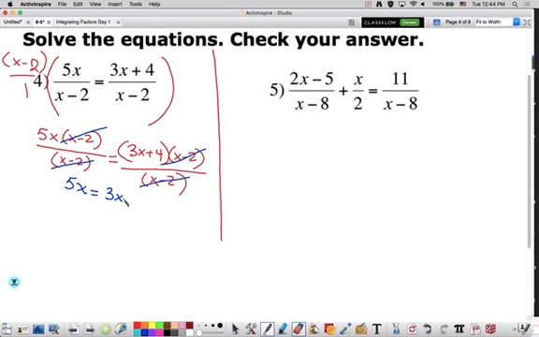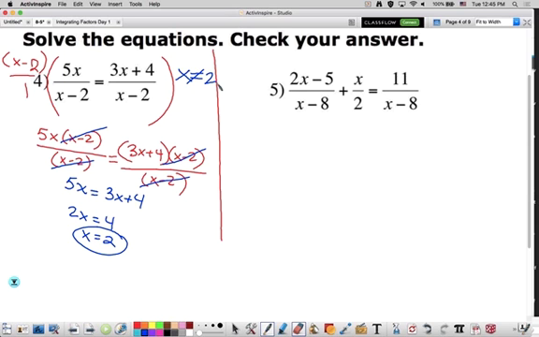5x equals 3x plus 4. Subtract the 3x. 2x is equal to 4. Divide by 2. X is equal to 2. That's my answer, right? No, it is not. Why is that not my answer? Go back and say, is this a solution? You need to keep track of what x cannot be. Like Molly said, 2 minus 2 would give me an undefined answer over here. I can't have that.